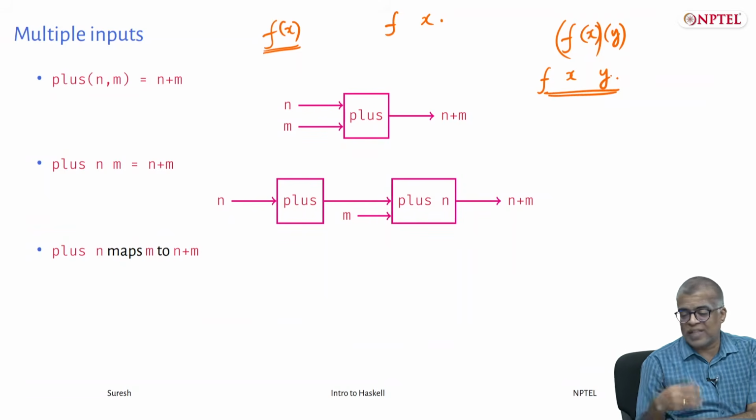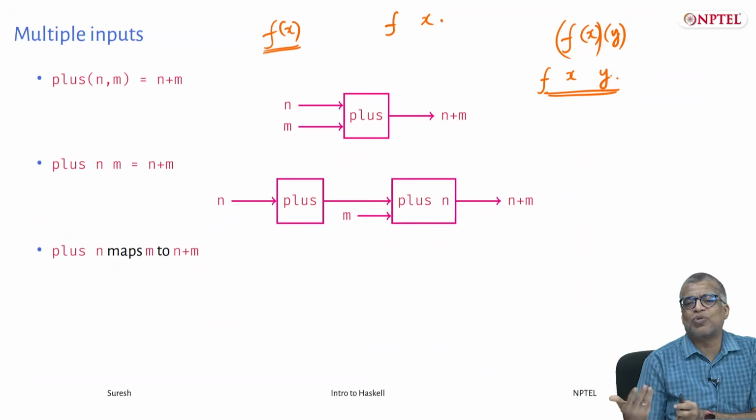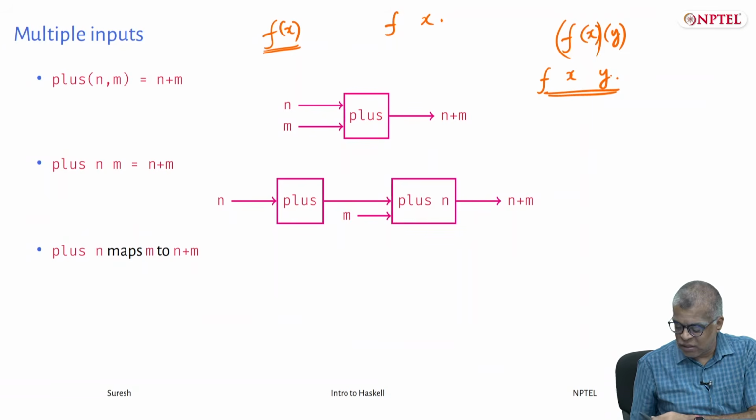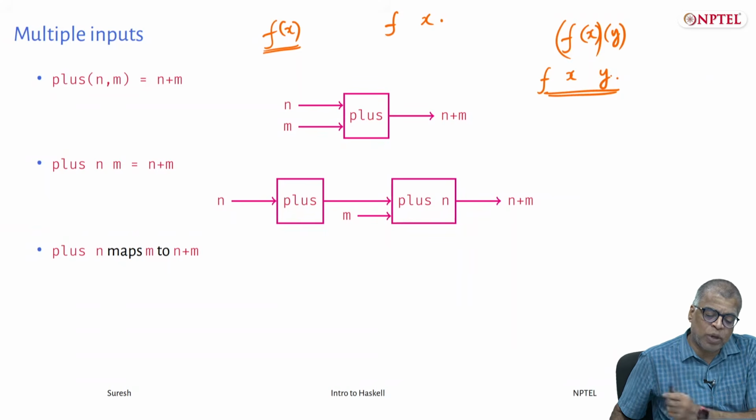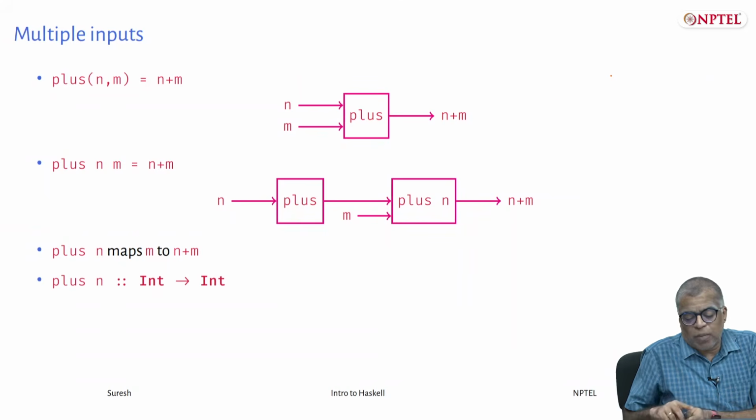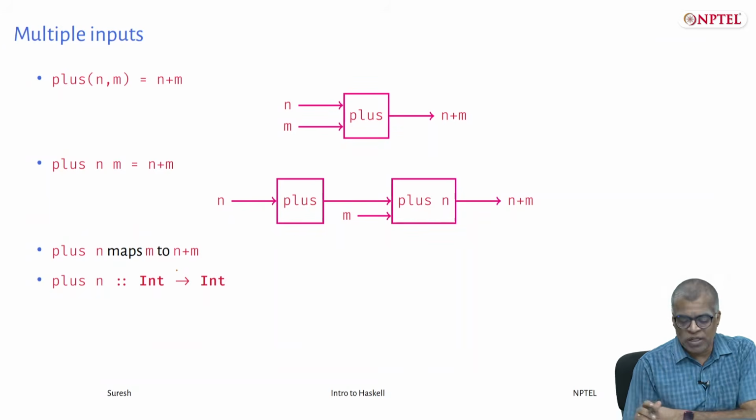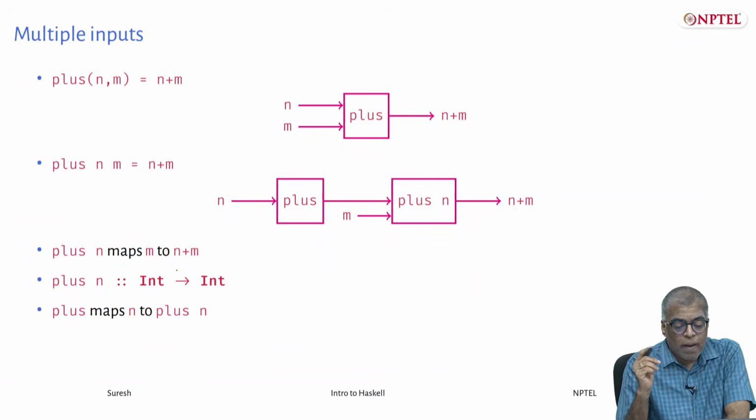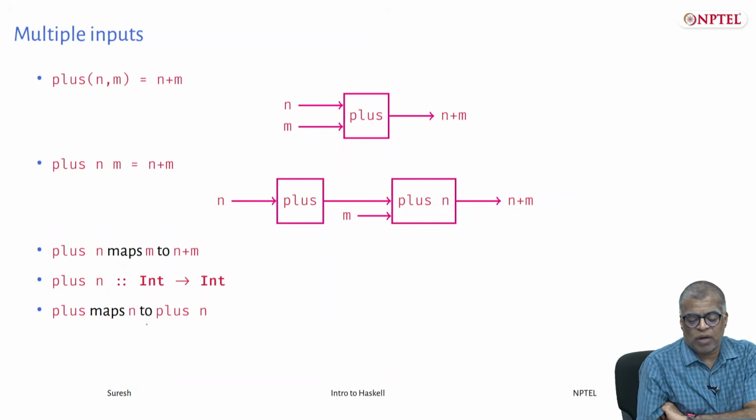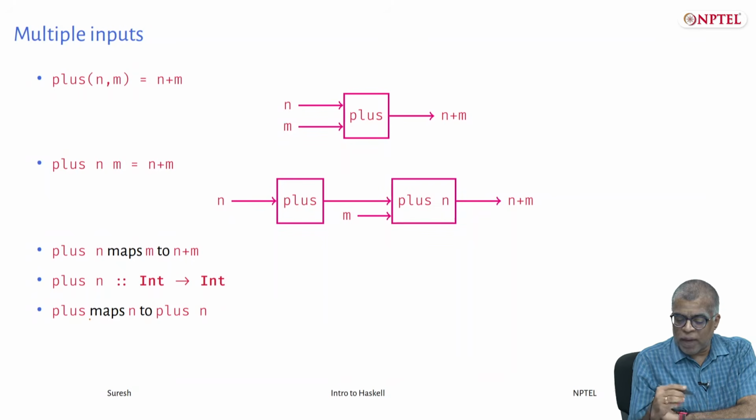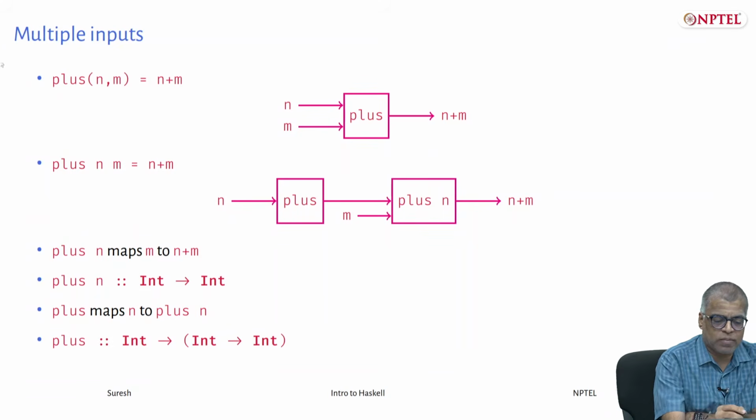So, let us return to Haskell. This was just to relate this to what you might do in mathematics. So, plus n maps m to n plus m. What is the type of plus n? Plus n is of type int arrow int, because it has an integer as input and an integer as output. What is the type of plus? Plus maps n to plus n. Plus n itself has type int arrow int, and the input n has type int. So, it maps int to int arrow int, right. So, this is the type of plus.